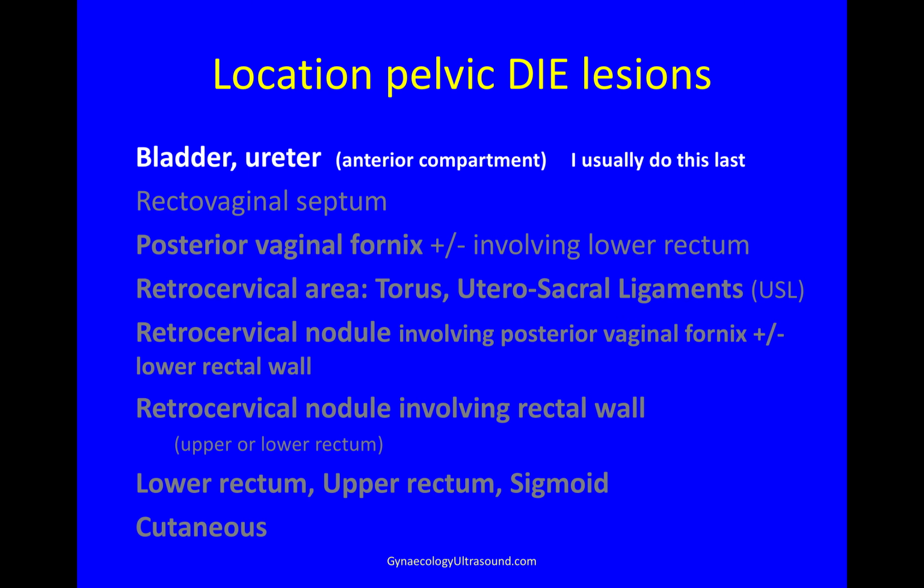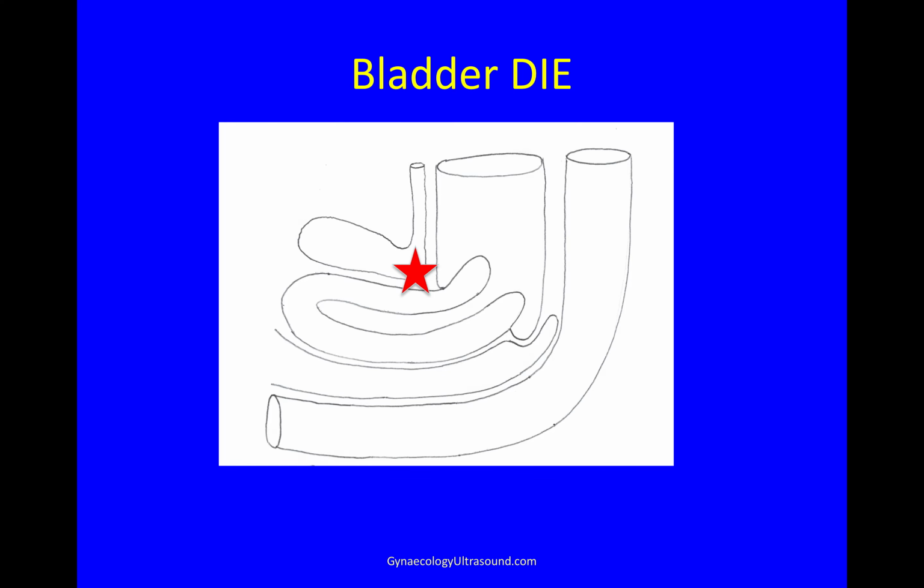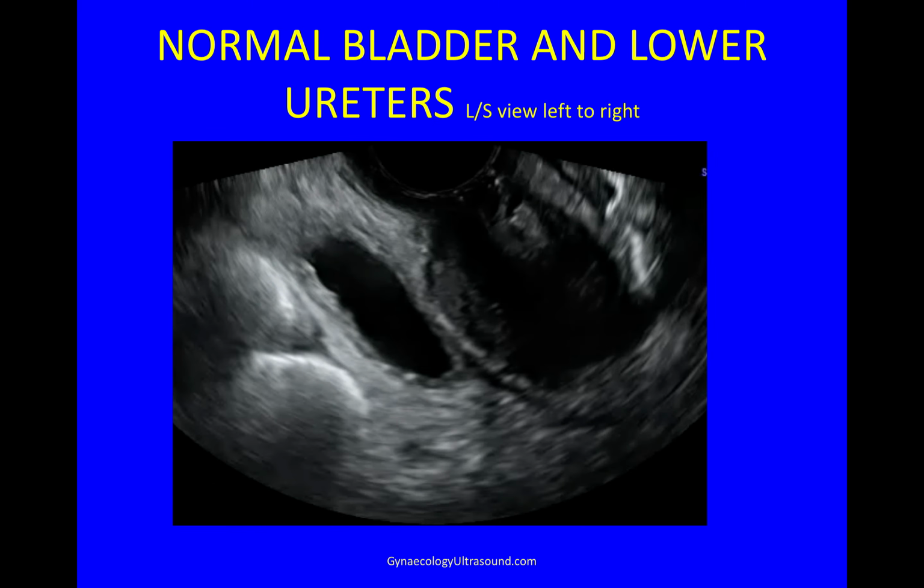Looking for DIE in the bladder and ureter, I usually do this last because I ask people to come with an empty bladder, and so during the rest of the scan the bladder's been filling up a little bit, allowing me to see it better at this moment. So this is where I'm looking in the area of the trigone and the base, and looking at the lower ureters, and this is what it looks like.